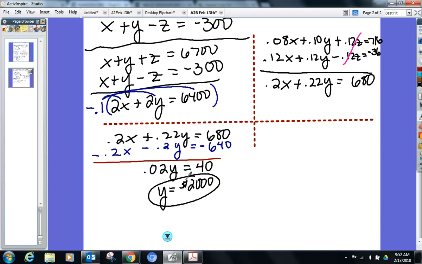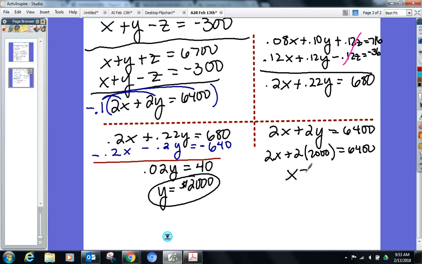How do you find X now? Go back. Plug it into one of the two originals here. Which one you want to plug it into? Probably this one, I assume. Stay away from the decimals. So 2x plus 2y equals 6,400. Once you find that first variable, then it's smooth sailing, hopefully. So 2x plus 2 times 2,000. I'll let you guys figure that one out. How much money we invested at 8%.